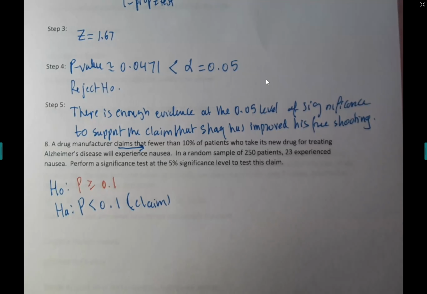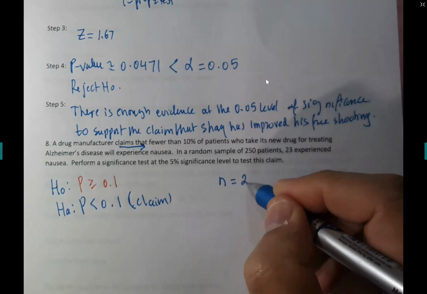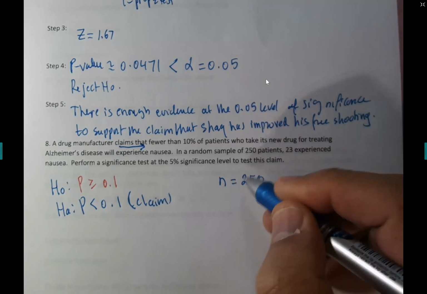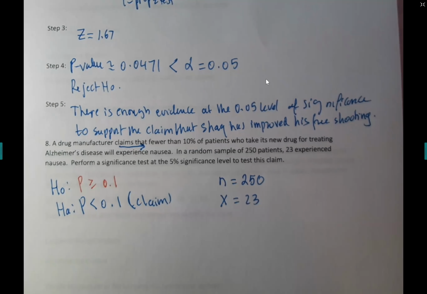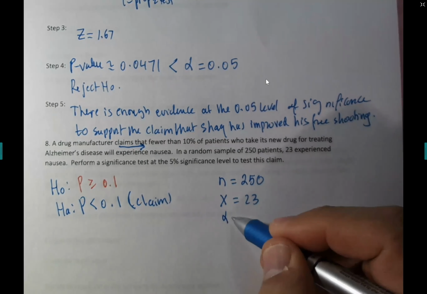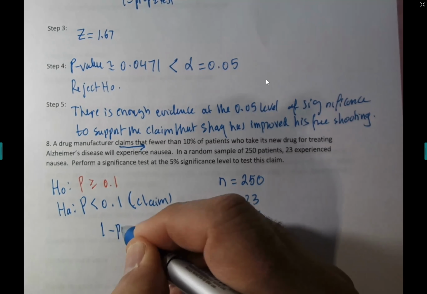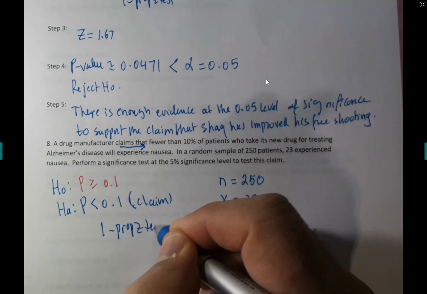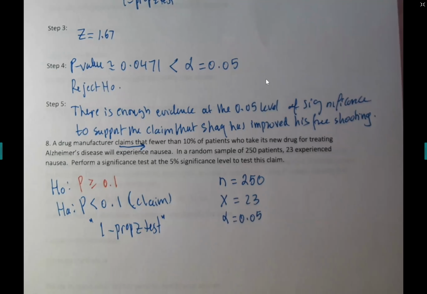In a random sample of 250, 23 experienced nausea. Perform a significance test at the 5% level to test this claim. Again, guys, it's a one prop Z test. All right, let's perform the test.